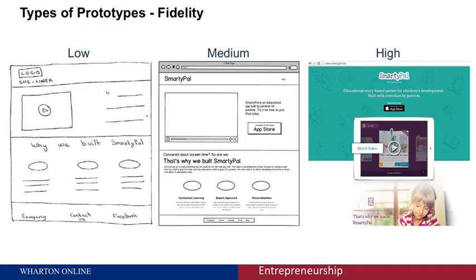In this slide, I present several prototypes of varying fidelity for a website of a children's educational product called SmartyPal that I previously co-founded. You can see how we started with a low fidelity sketch and slowly worked our way to a high fidelity design complete with all the visual elements. A third way to classify prototypes is based on the level of interactivity supported.